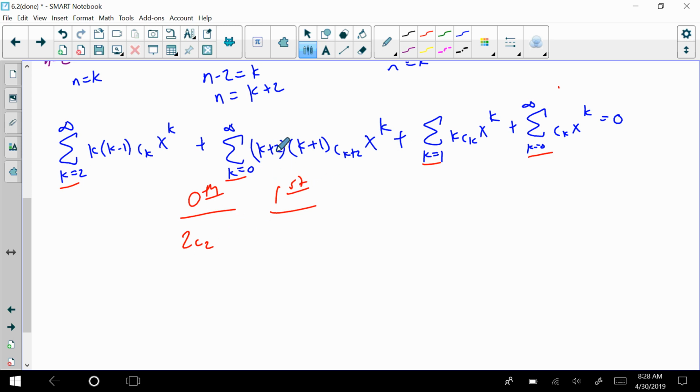Then for the first term, that would be a 3 and a 2, which would make 6, c sub 3, and then that's x. And over here, I would need the first term only. Well, that's 1, c sub 1, x to the first. This one here, I'm going to need the 0 and the first. So the 0th term, that would be c sub 0, x to the 0, so really that's just c sub 0. And then the first term would be c sub 1, x to the first.